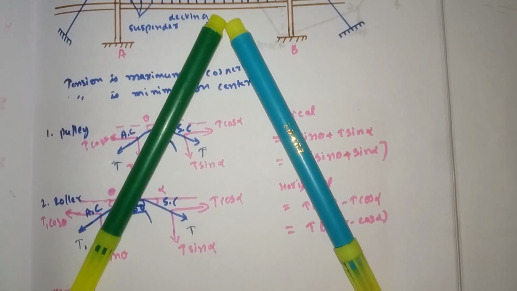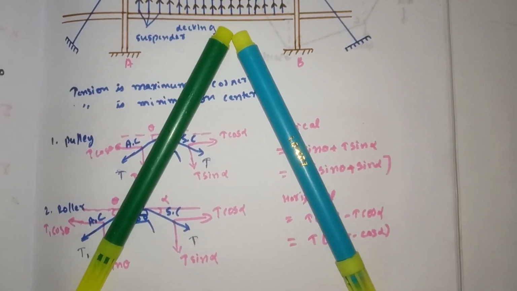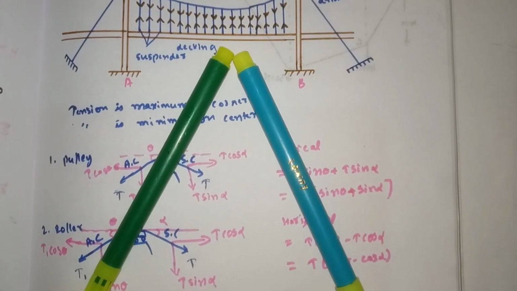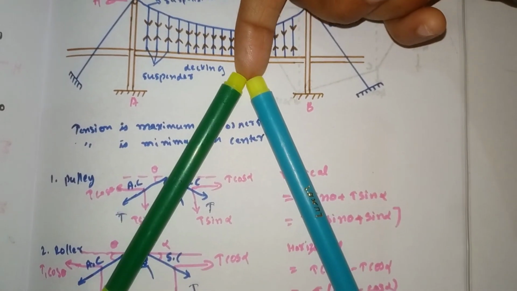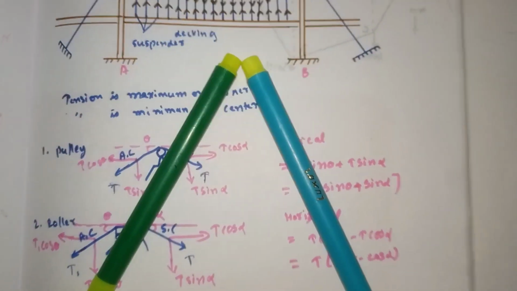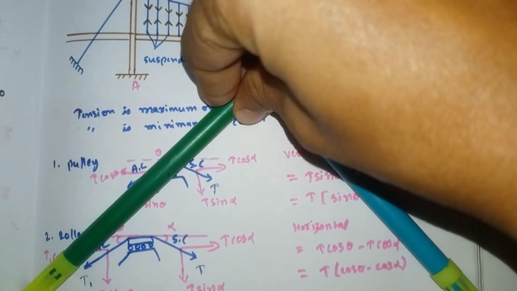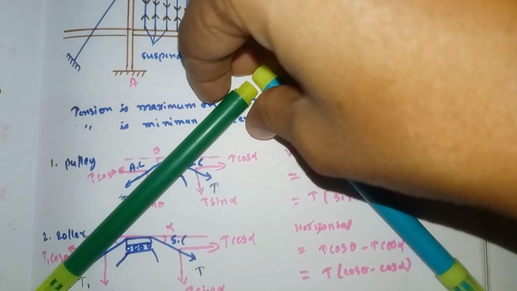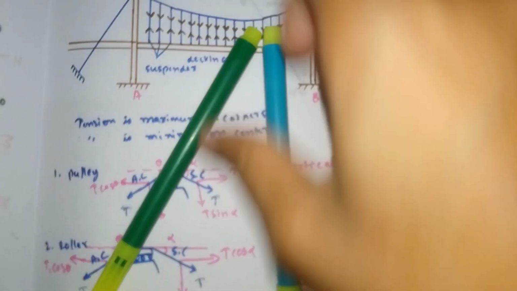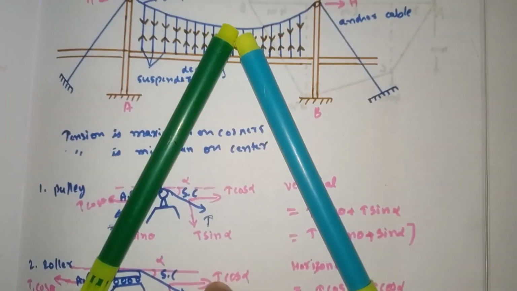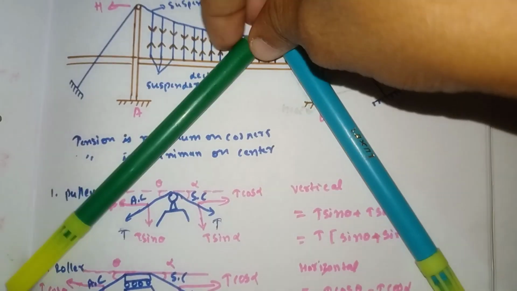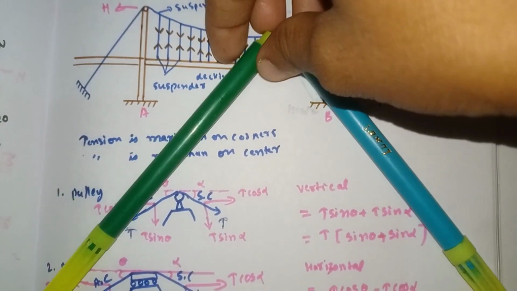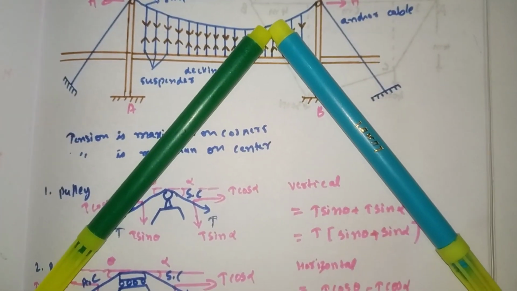Our arch will be in this direction. If we apply the load on top here at the center, what happens? It will go outward, like this. So our arch will be like this. When we apply load, both sides will go outward. So when it goes outward, our H will be inward in case of arch.